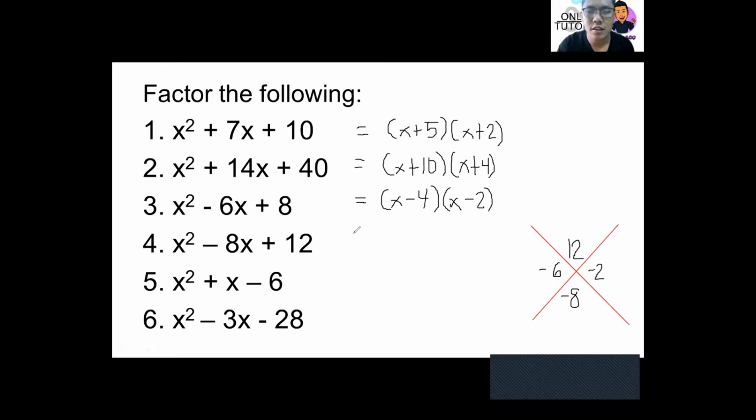Since negative 6 times negative 2 is positive 12, and negative 6 plus negative 2 is negative 8. So the answer here is x minus 6 times x minus 2. Or it could be x minus 2 times x minus 6. That is the same. Okay, how about for number 5?